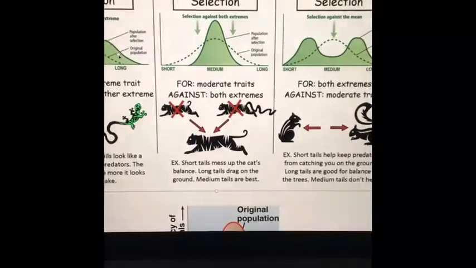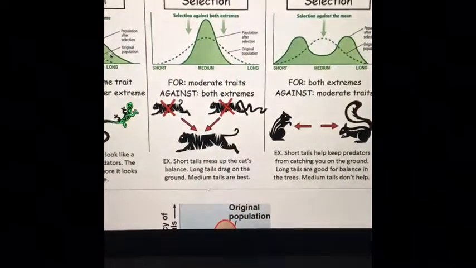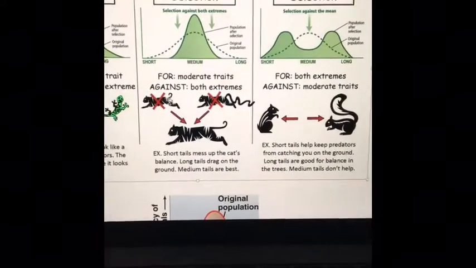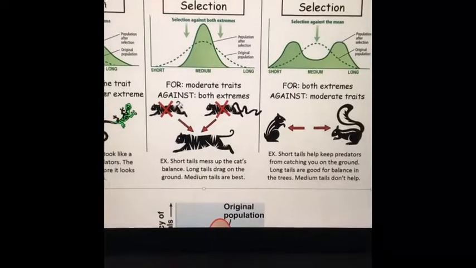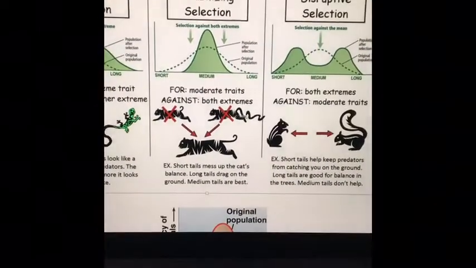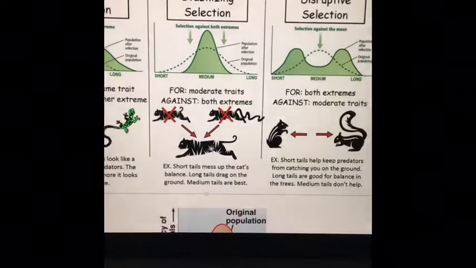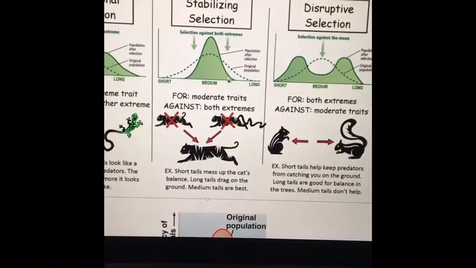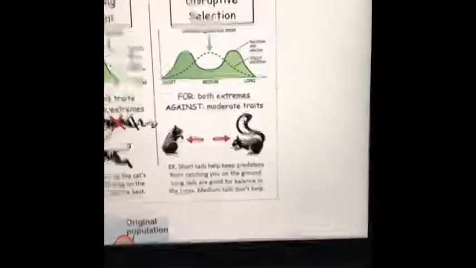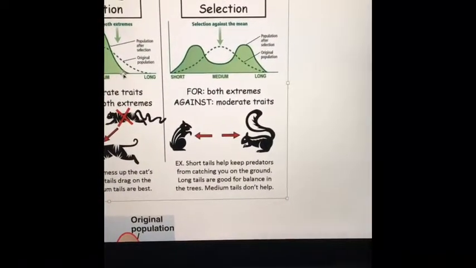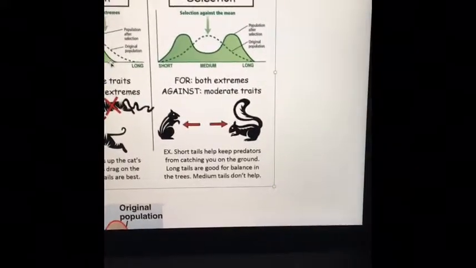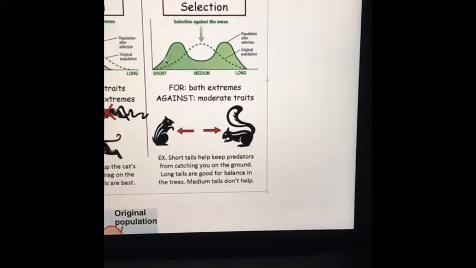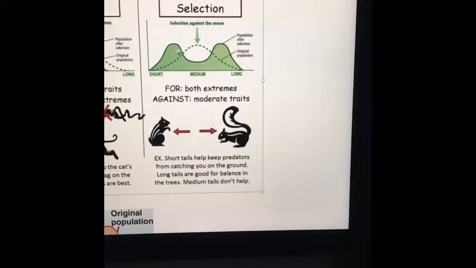Okay, stabilizing selection is when both extremes are getting selected against. For this tiger, the short tail and the long tail are getting selected against, and so the medium tail is the best, and that's where the population is going to rise. And for disruptive selection, the mean is what's going to get selected against, and the extremes are where the population is going to rise.